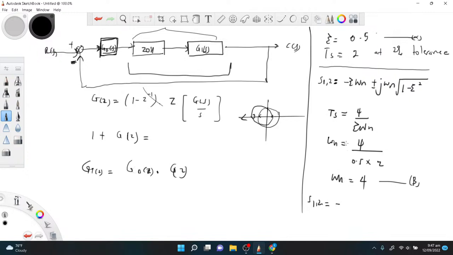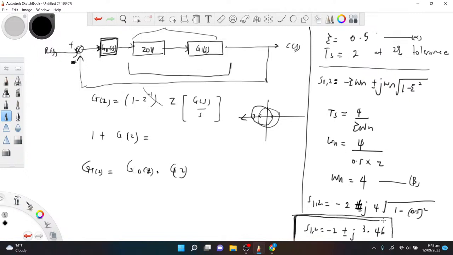So I'll put negative zeta omega n, 0.5 times 4, that will give me negative 2, plus or minus j omega n multiplying square root of 1 minus zeta squared, 1 minus 0.5 squared. So when you do this correctly, you get your s1,2 to be negative 2 plus or minus j 3.46. These are the desired poles that I want.